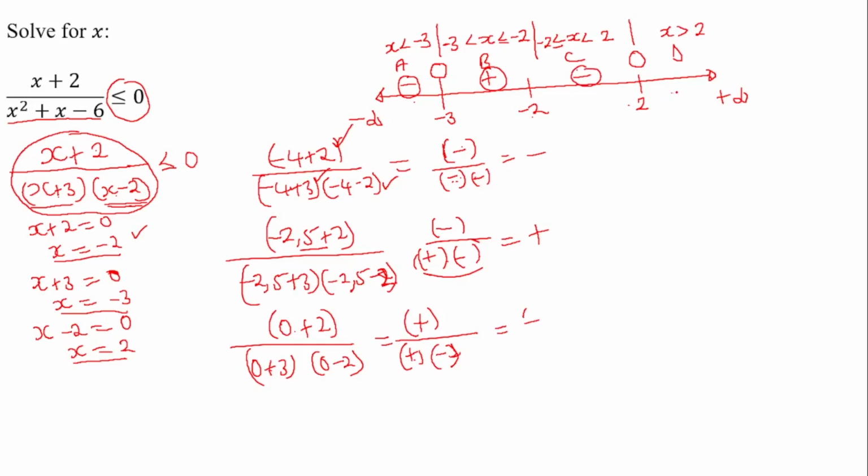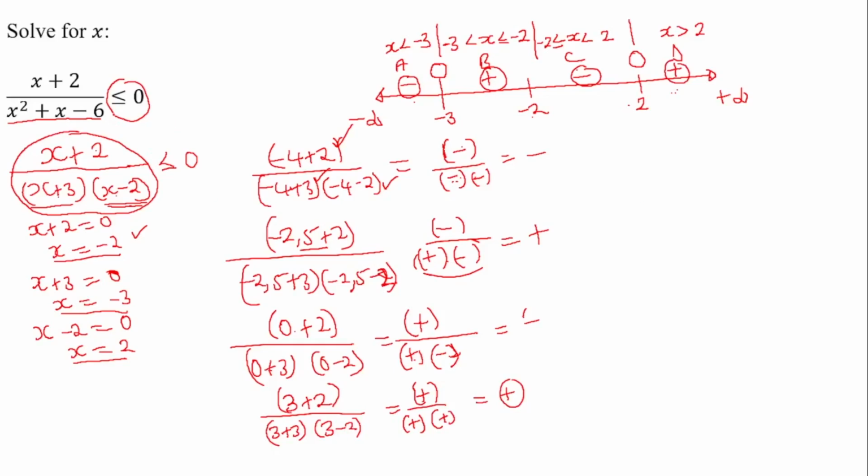And then the last one, this part, let's pick any value. Let's pick maybe 3, greater than 2. Where there's x, we put 3, so it becomes 3 plus 2, and then 3 plus 3, and then 3 minus 2. 3 plus 2 is positive, then 3 plus 3 is positive, then 3 minus 2 is positive. So here we're getting a positive answer.